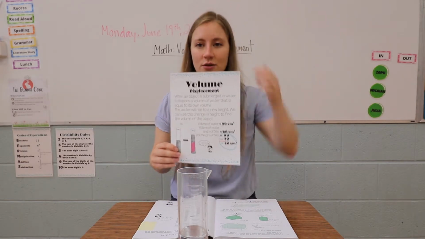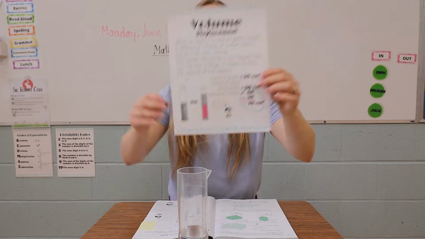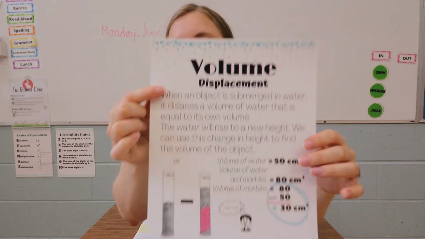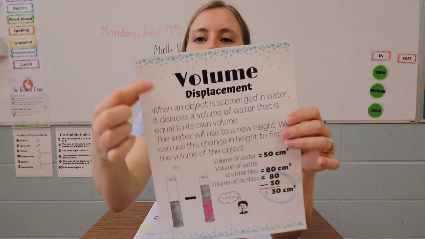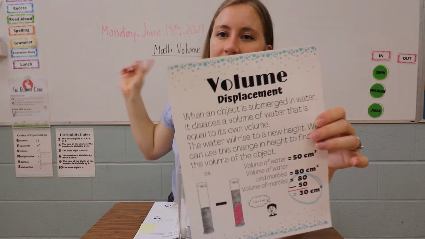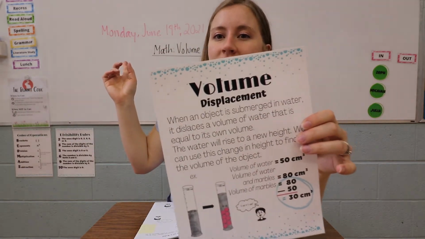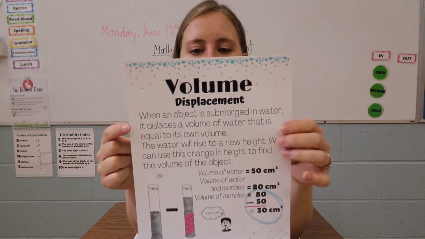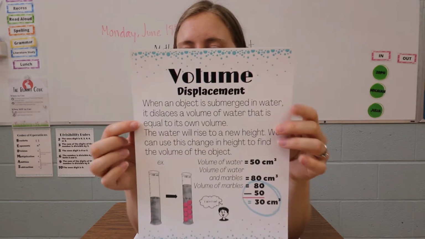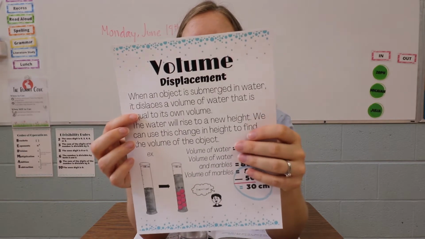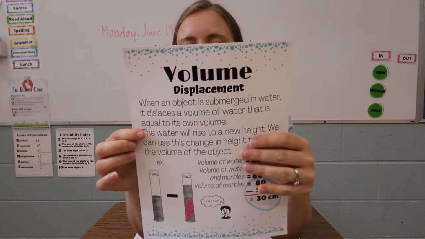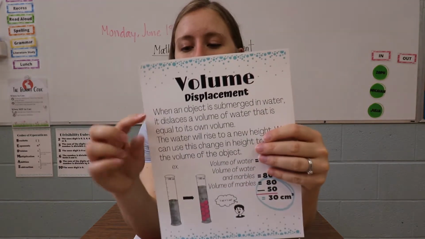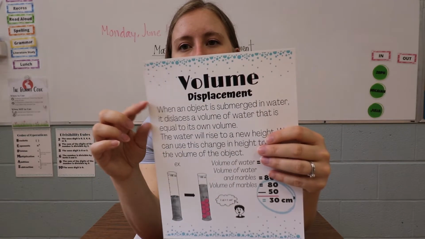And what I want you to do is write down this first sentence in your spiral books, okay? So you can have displacement as your title and today's date, which is Monday, June 14th. And then please just write, when an object is submerged in water, it displaces a volume of water that is equal to its own volume. Okay, so just this first sentence, just the 3 lines.